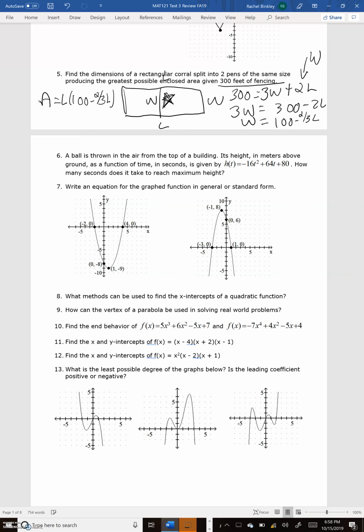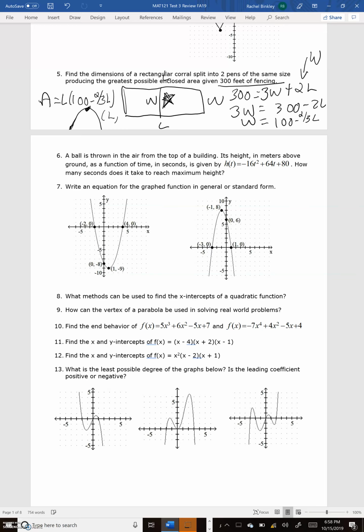And now that's a quadratic. All right, so when you graph this, it should look something like this. And so I'm just going to say graph it on your calculator. And if you find the maximum point, that maximum point is going to give you the x value, which is going to be the length in this particular case.